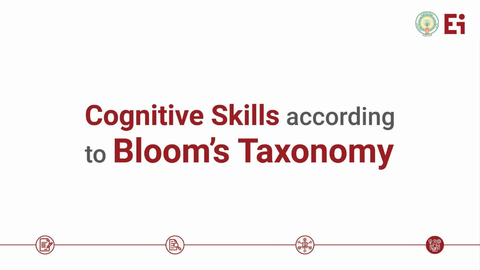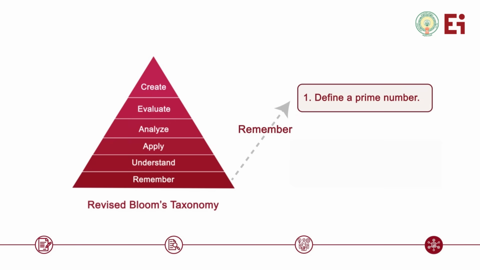Before deciding on what cognitive skills to test in a topic, we should clearly understand what each of these levels really means. Let us understand each of these with the help of examples. The first level requires the student to only remember. For example, it can ask for the definition of a prime number. It doesn't matter if they have understood a concept or not.